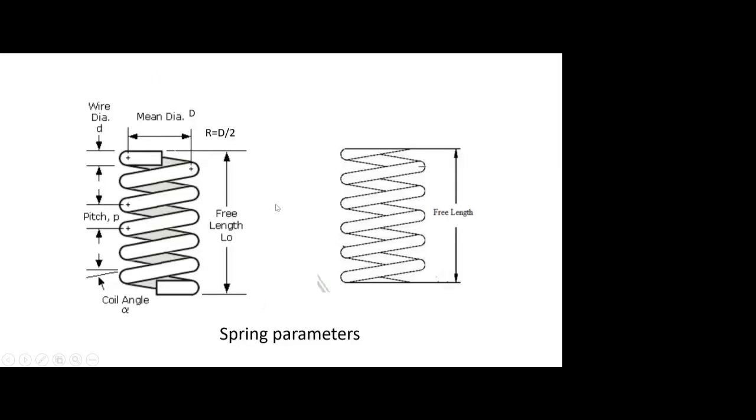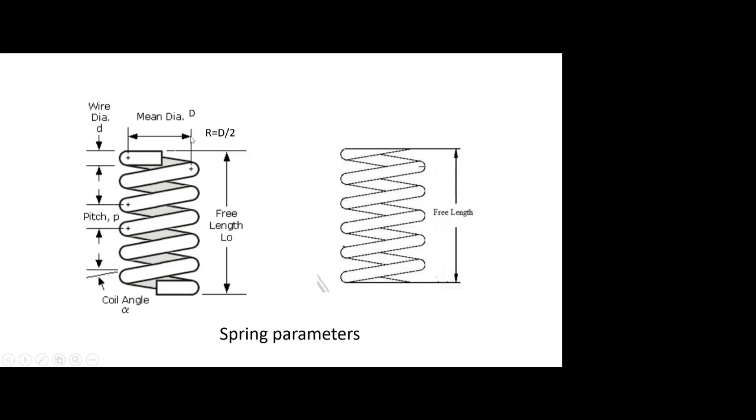Now coming to the parameters or the terms that we are using. See here, we are using different symbols: capital D, small p, then alpha, etc. We shall see what they are. The capital D is the mean diameter of the coil. That is, from the center of the wire at one extreme to the center of the wire at the other, the inner and the outer end. So the center to center distance of the wire is called the mean diameter.